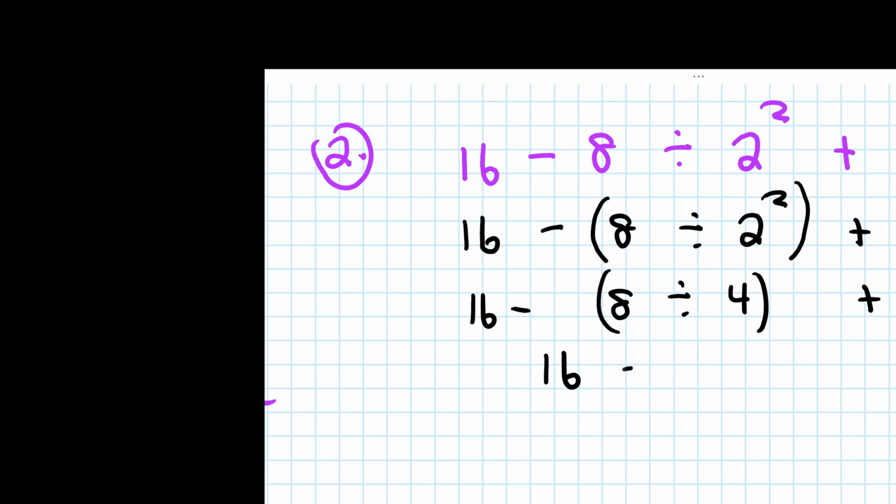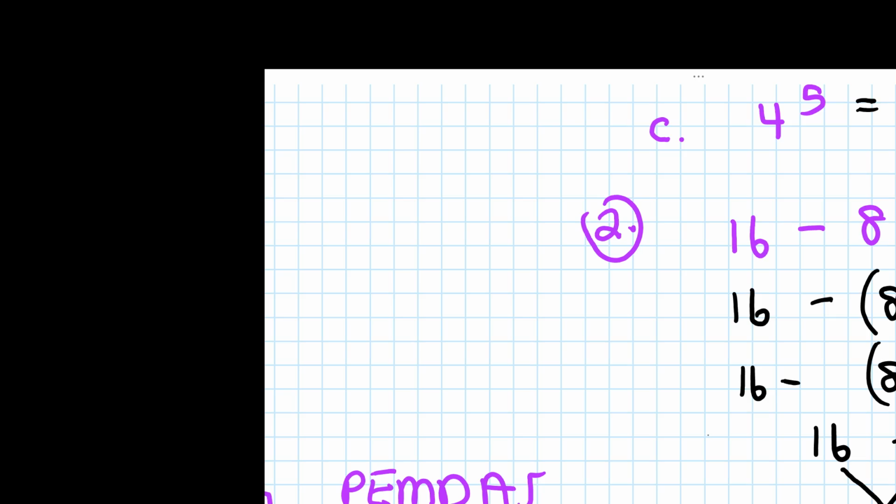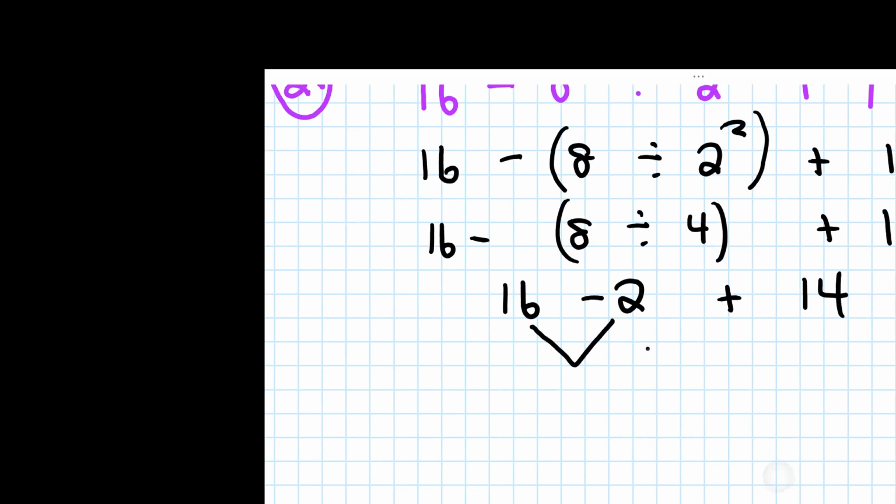So now I have 16 minus 2 plus 14. Now my last step is addition and subtraction, and I can handle that the way it's written from left to right. So 16 minus 2 would be what? 14. And 14 plus 14 would be? 28 is correct. These are the most commonly missed problems on SATs, ACTs, and upper level math because people forget order of operations.